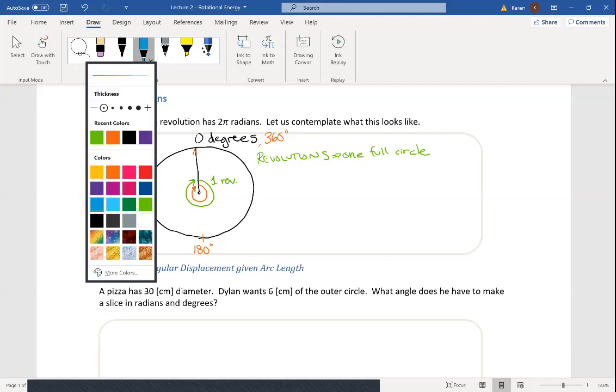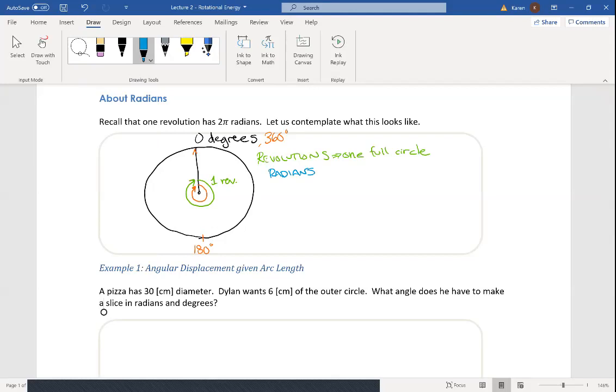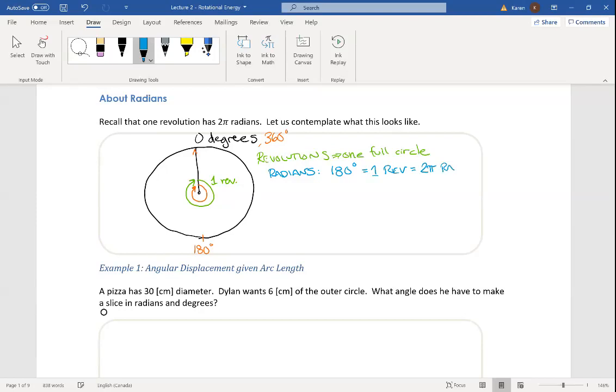The one I find needs a little bit of review is radians. You'll probably already have memorized that 360 degrees is equal to 1 revolution, which we just looked at. And that's equal to 2 pi radians. But let's think about what that means. 1 revolution is equal to 2 pi radians. You always have that in your conversion factor, but let's look at what it means.